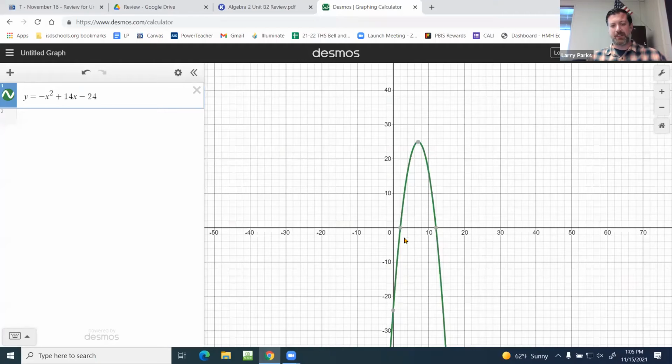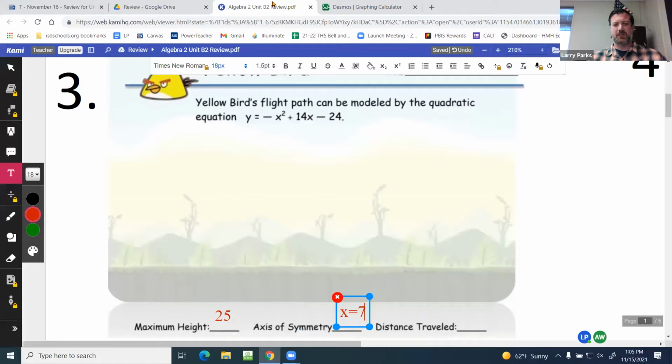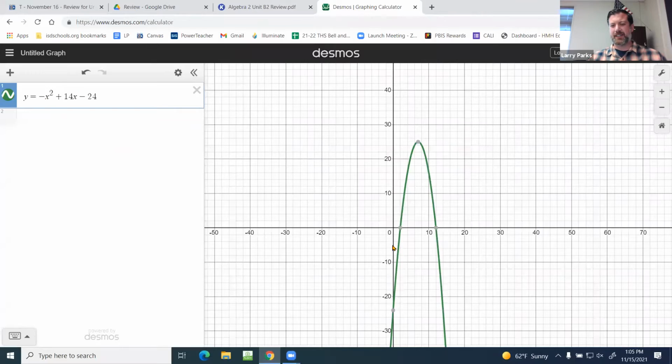And the distance traveled, guess it started at negative 24 feet. This one's going to be kind of weird. How would you find distance traveled? Because technically, you start at negative 24. I mean, technically, if the distance can be negative, the distance goes forever. That's actually a bad question.